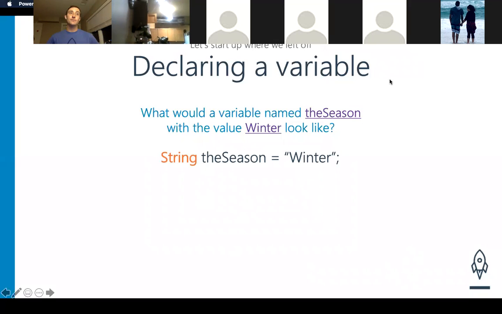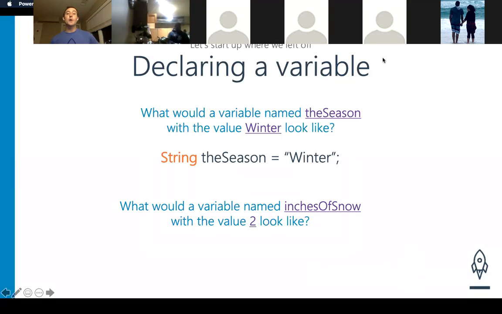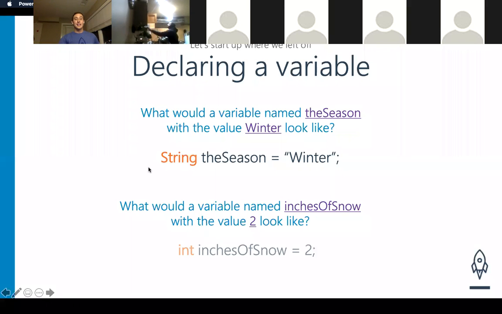Awesome job. The second thing is, what would a variable named inches of snow with the value of 2 look like? Inches of snow equals 2. Very good. Int, or integer with a capital I, inches of snow equals 2. Perfect, just like that. Looks like basically all of us remember how to create a variable.